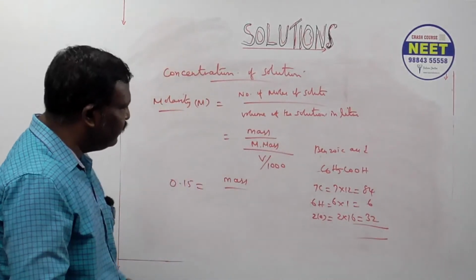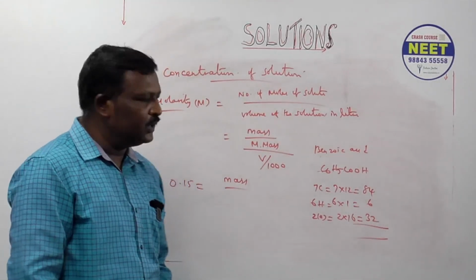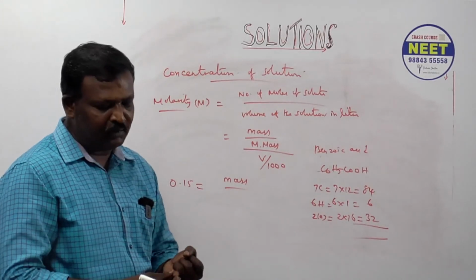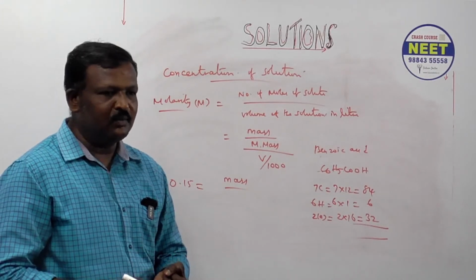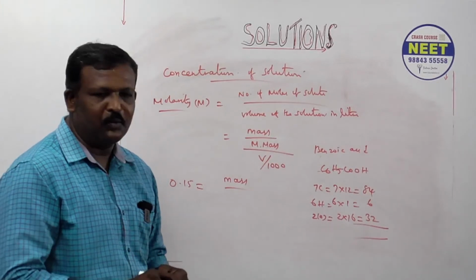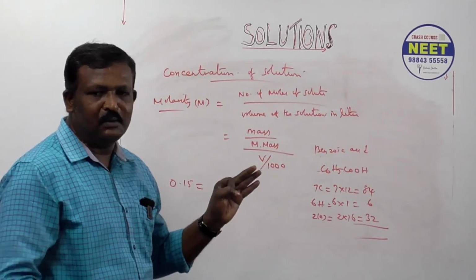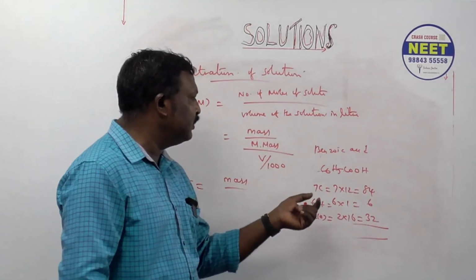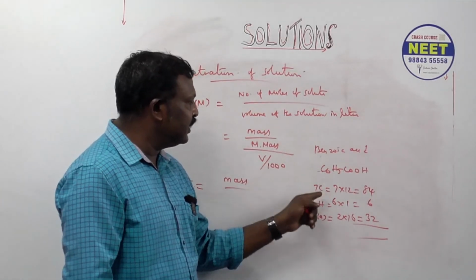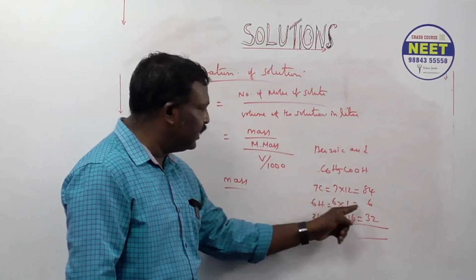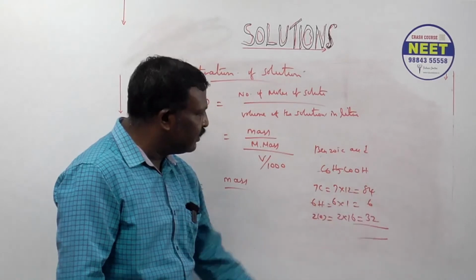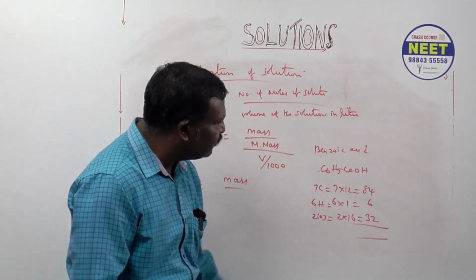These are all small elements, no. Without these we cannot live. Carbohydrate means what? Carbon, hydrogen, oxygen. At least you must remember these 3 elements and their atomic mass. Understood? Without these elements, we cannot live. At least remember carbon is 12, hydrogen is very easy, oxygen is 16.